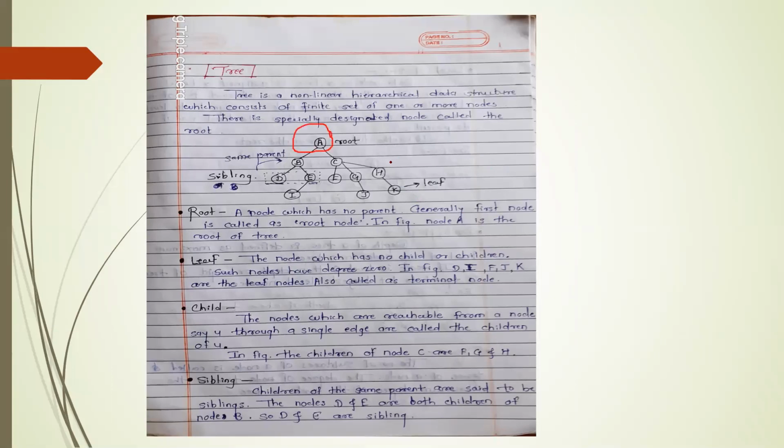Means it is non-linear. Linked list is a linear data structure. Linear means sequential. This is a non-linear data structure and a hierarchical data structure.